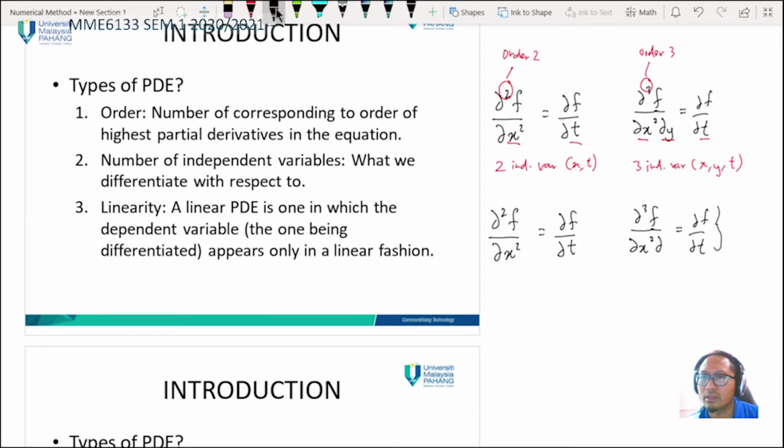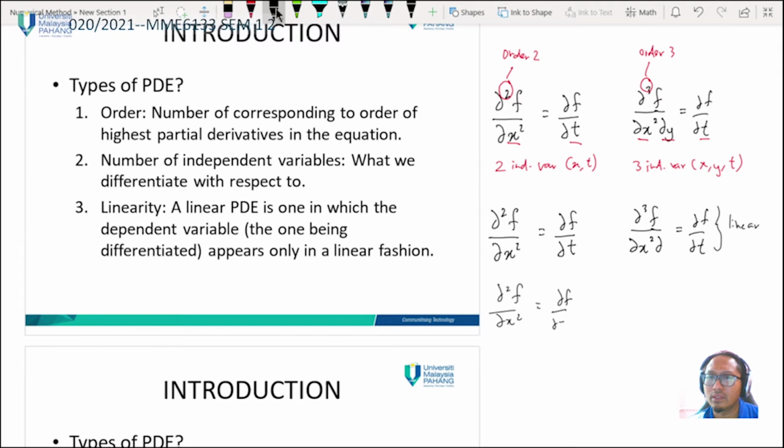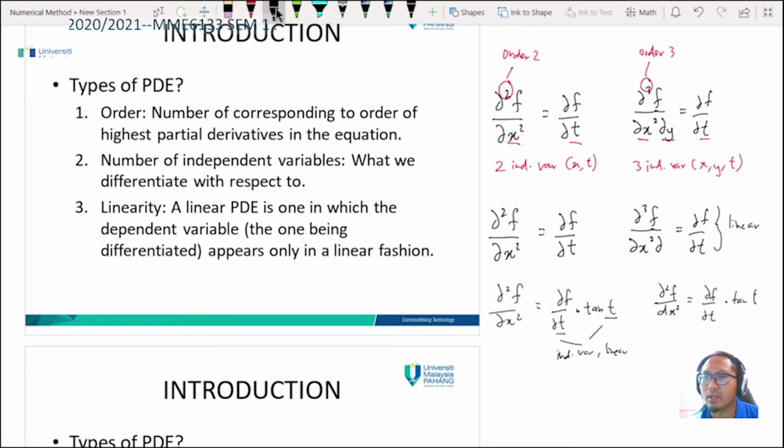So both are linear. If we have d²f/dx² = df/dt times tan t, now we have the independent variable multiplied with df/dt, and therefore we can still say that this is linear. But if we multiply with f, this PDE is already non-linear, as the dependent variable appears multiplied with the derivative.